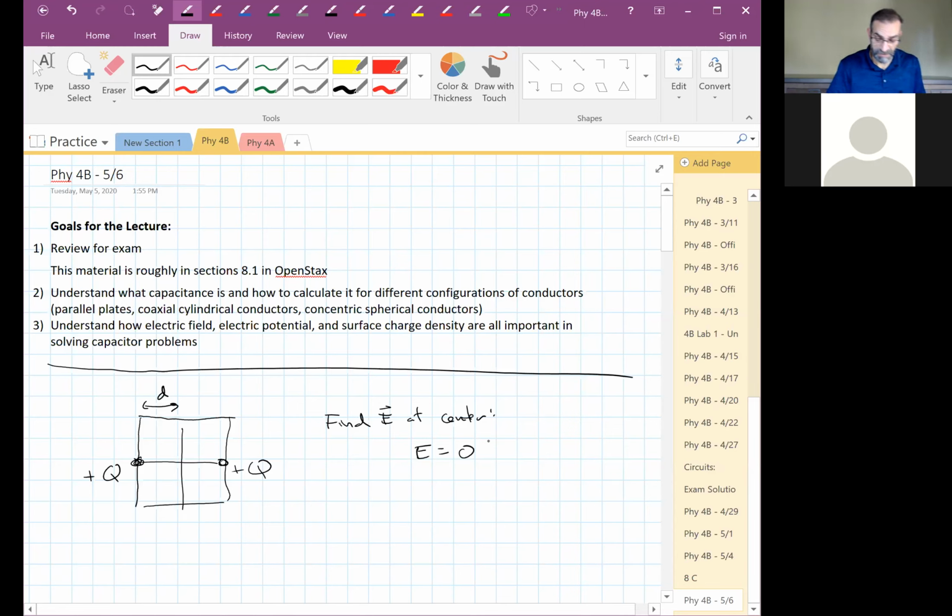E equals 0. E is a vector quantity, right? The electric field from the charge on the right points to the right. The electric field from the charge on the left points to the right. The one on the right points to the left. They cancel each other out. It's a vector quantity. Okay, what's the next question going to be?